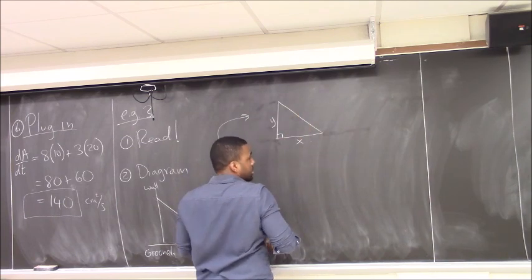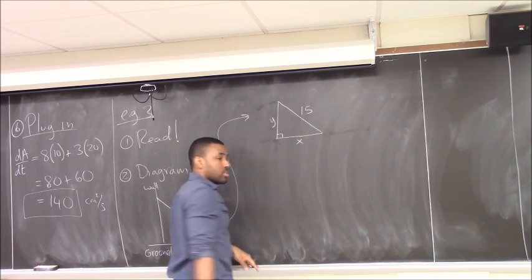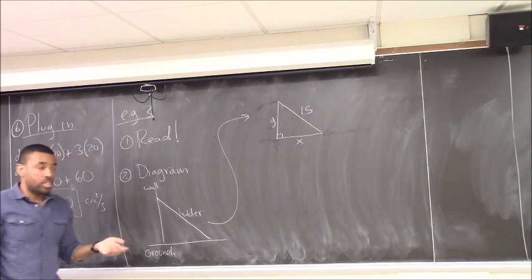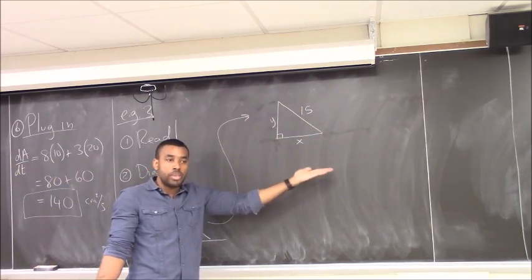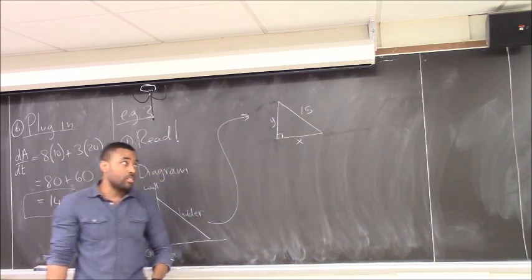What's this guy? 15, right? That's important: you label the guys that are not changing with the values that they have. The length of this is 15. It will always be 15. That's the length of the ladder, right?